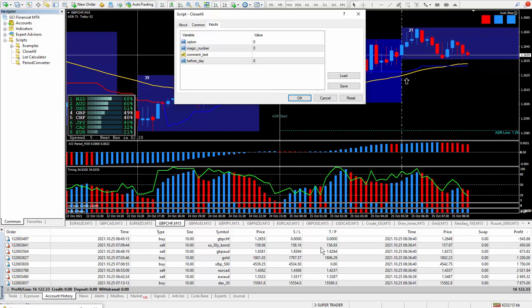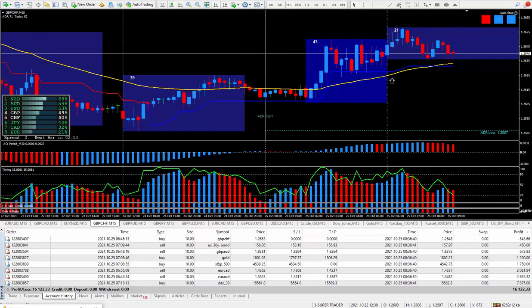It's a very handy tool, as it takes too much time to go click and close out one at a time. So now we can move on to the trades.